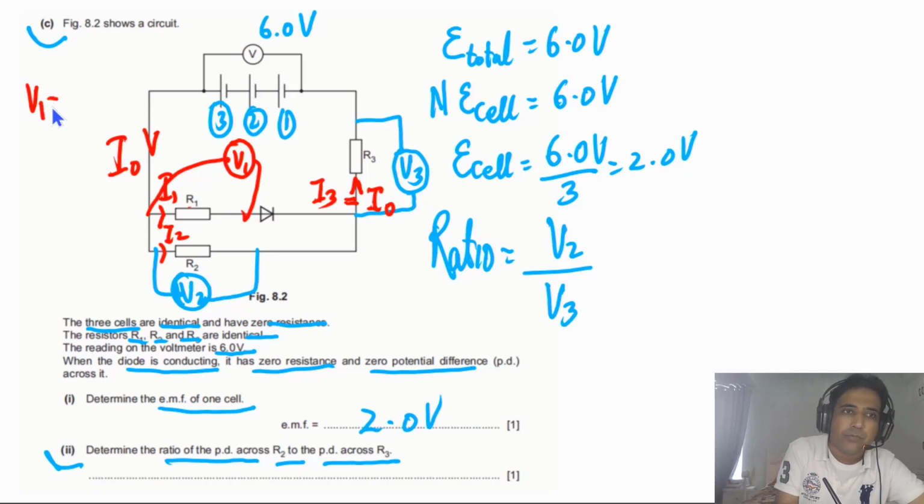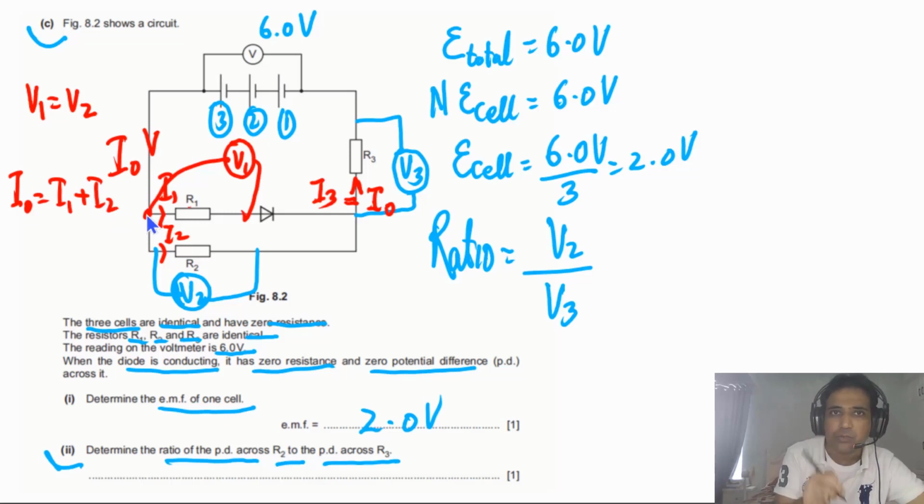So we can say V1 has to be equal to V2. So current we can write down I0, this one has to be equal to I1 plus I2. It means current at this junction will split into 2 parts, and it will split equally because PD is the same, current is the same. So we can say I1 has to be equal to I0 by 2 and I2 also has to be equal to I0 by 2. So the sum of these two is equal to I0.